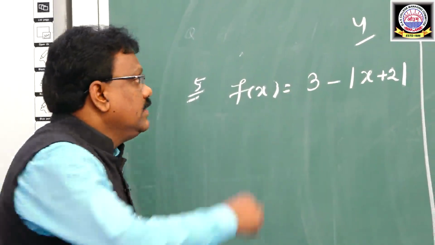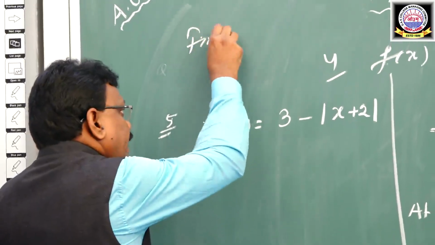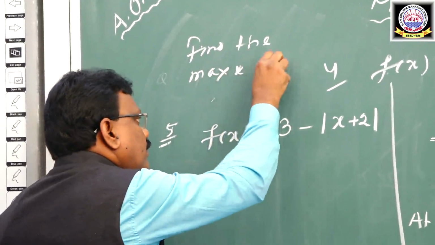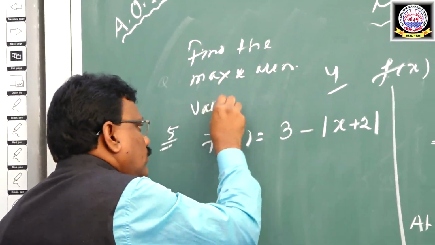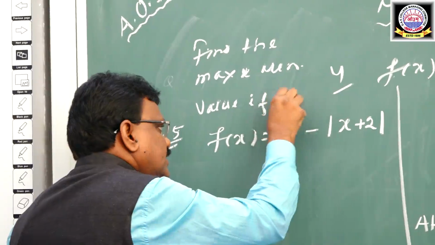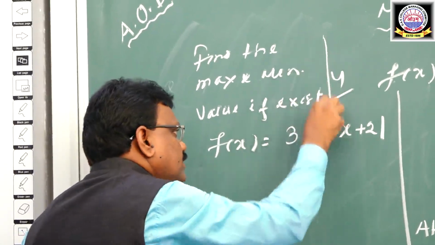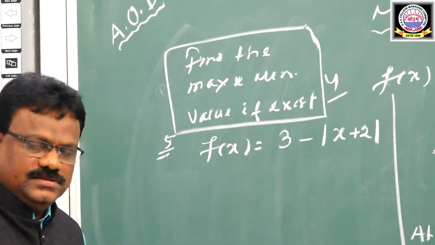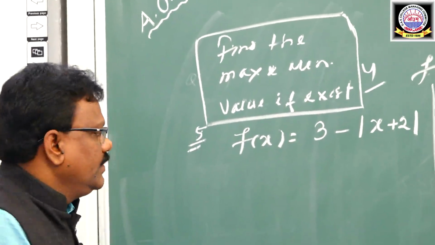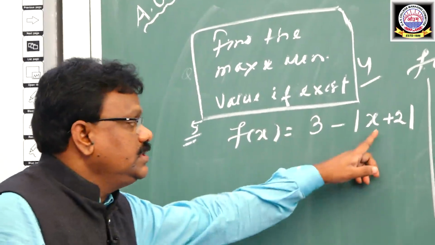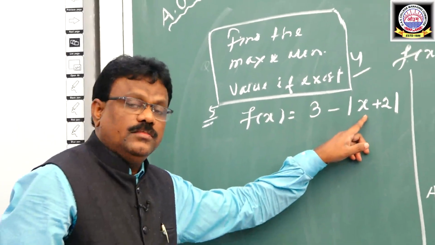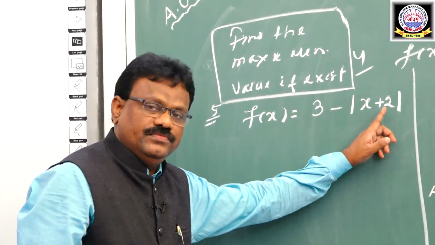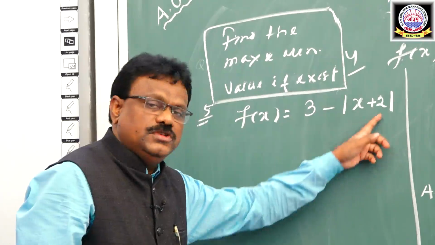The question is: find the maximum and minimum value of this function, if they exist. Analyze this one. You see it is a modulus function, and the modulus function is always positive, and the minimum value of the modulus function is 0. So, the minimum value of this expression will be 0.